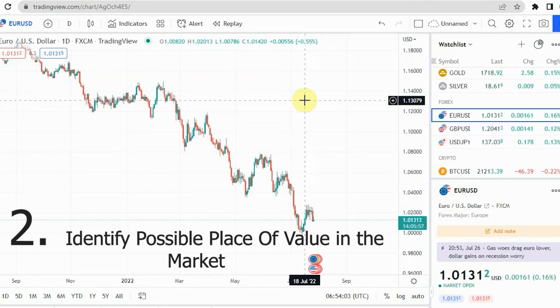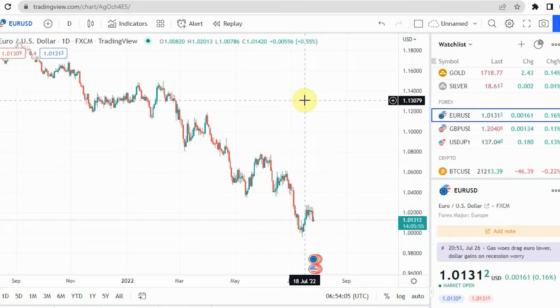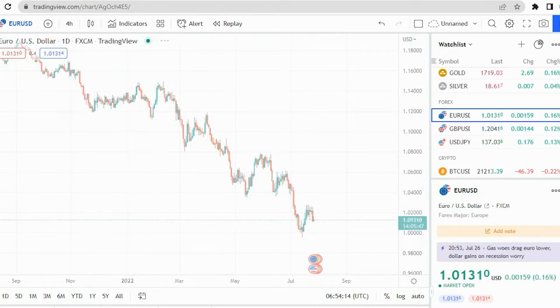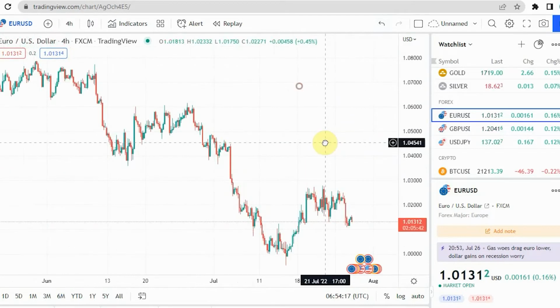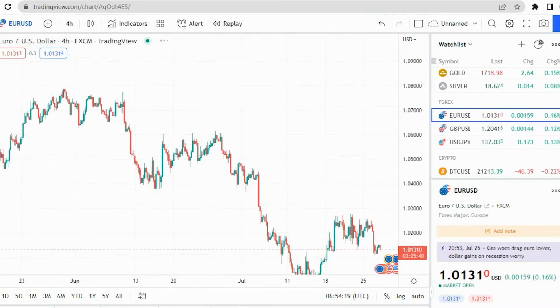The best way to identify these possible areas of value is to identify those which are in line with the trend of the market you are trading. Let me paint this out. So I go to the 4 hour, having identified the downtrend, and what do I identify? I identify things like this.